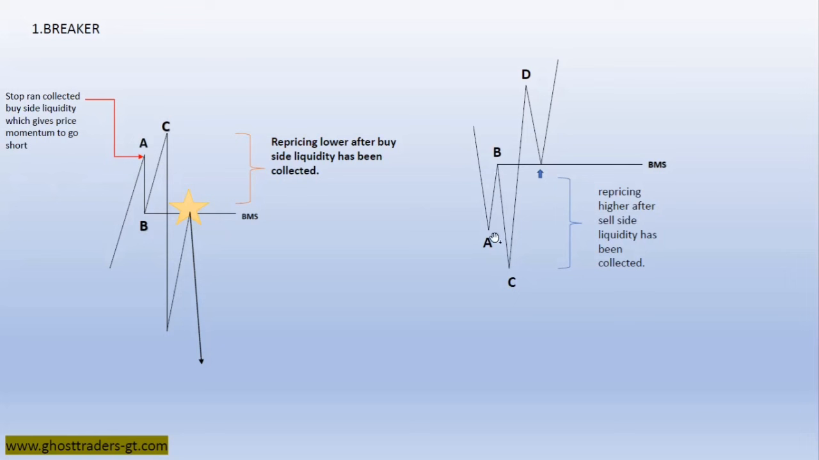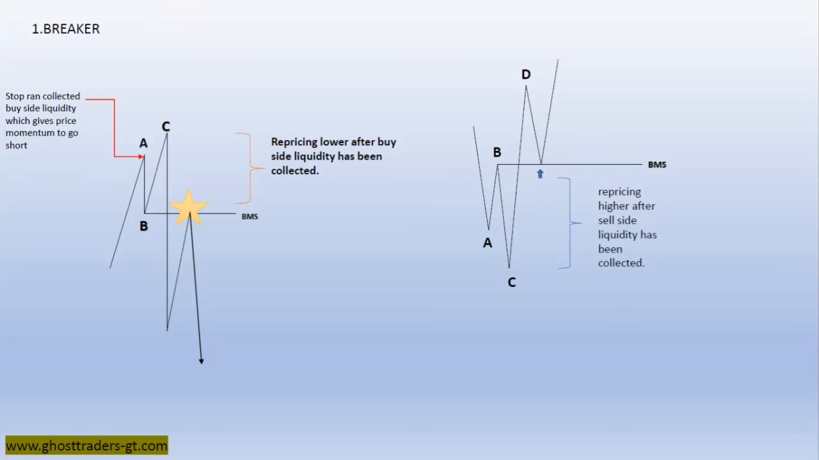Price comes down, collects the sell side liquidity that is resting here, and then it comes up here and then reprices lower and then continues to go up. So you're gonna make your entry here at this level. Okay, so that's the difference between a breaker and a mitigation.